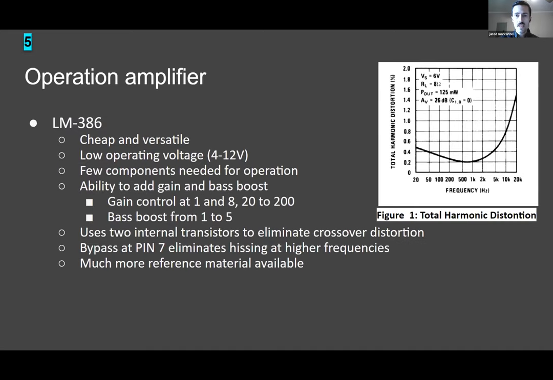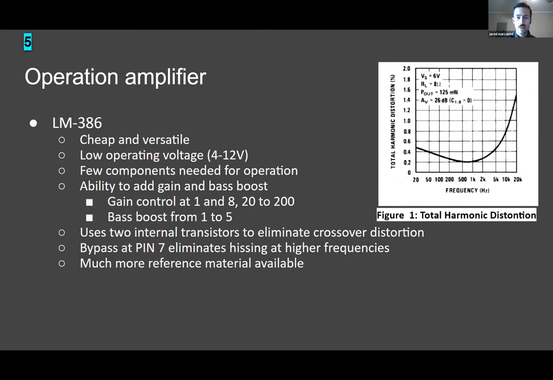We chose the LM386 to be our operational amplifier. As we looked around the internet and searched out different things, we figured that this would be one of the best fits. It's really easy to use. It has a low operating voltage, so we weren't limited to just a wall plug. We could use batteries if we needed to, which was incorporated in our design. So a 9-volt battery, it'll run off of that. Few components are needed to actually make it work. There's an ability for gain control and boost control.